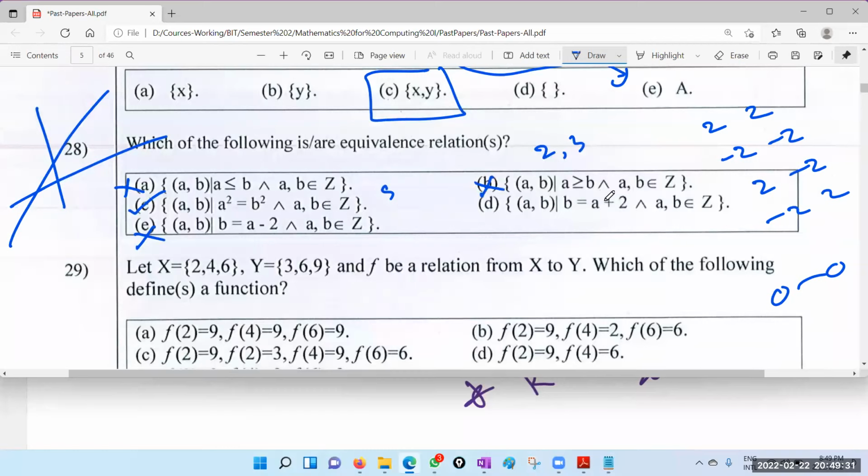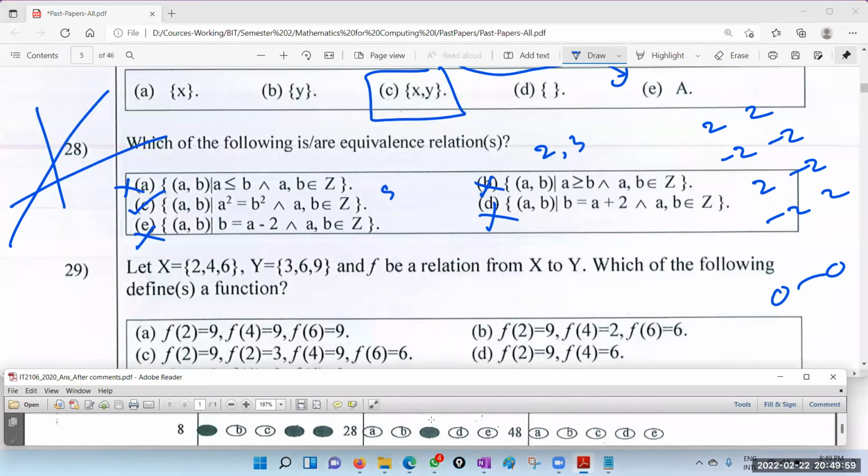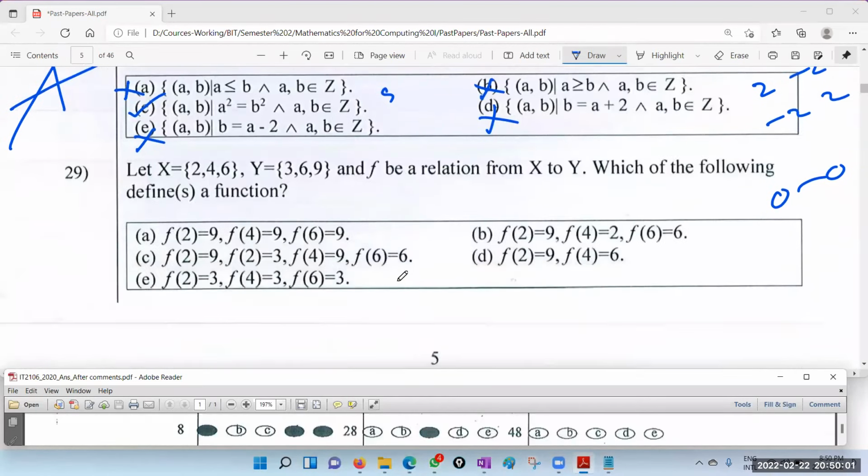AB such that B is A plus 2. It's again a straight line. So when it is a straight line where it doesn't go through the 0, 0, it is not reflexive. So therefore, it can't be equivalence. So only possible equivalence relationship is C, because it's symmetric, it's reflexive, and it's transitive. Okay. So the answer is C. Answer is C. Okay. Right.